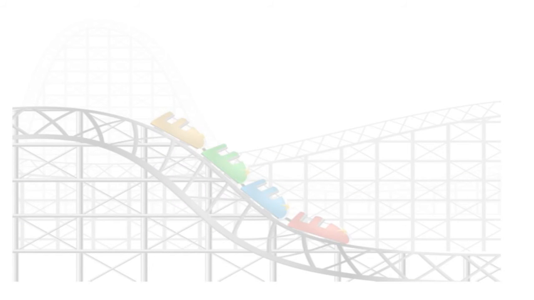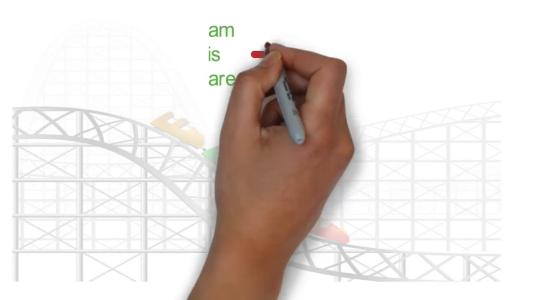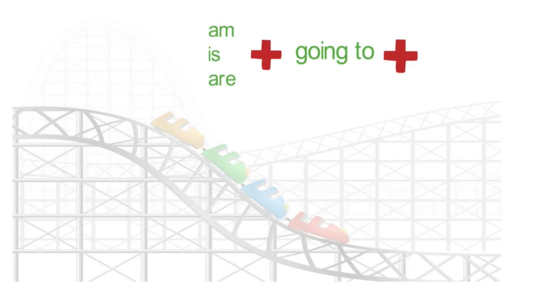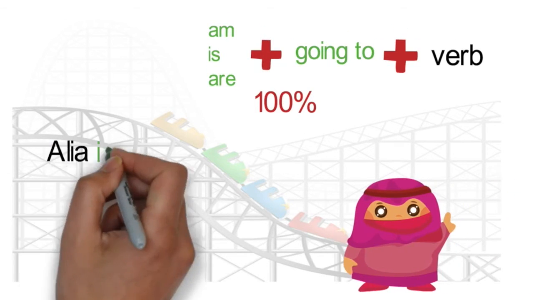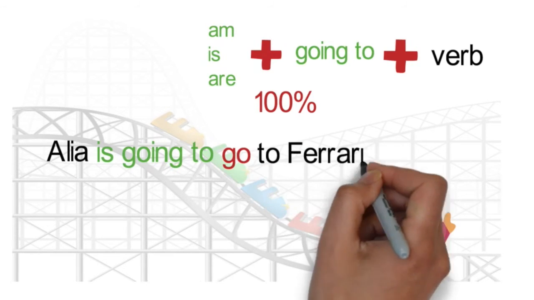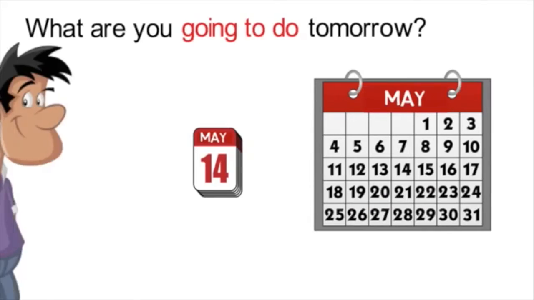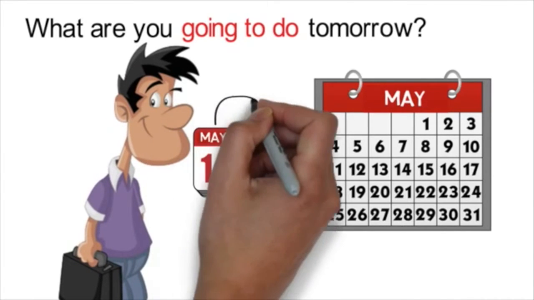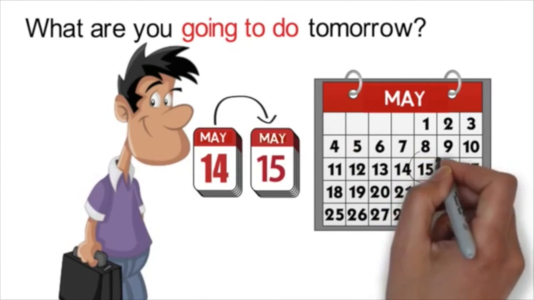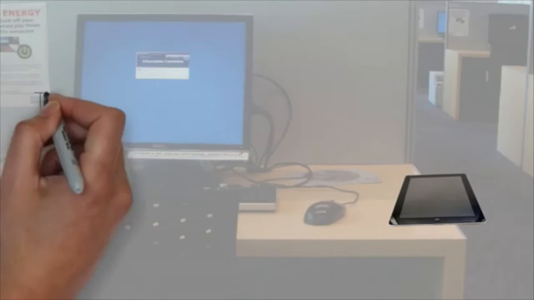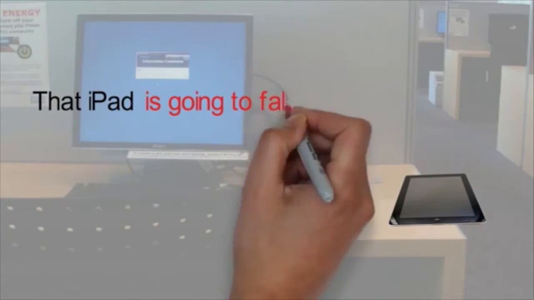We use am, is, are plus going to plus a verb when we have made a plan for something. We also use it when we are 100% certain that something will happen. Alia is going to go to Ferrari World. What are you going to do tomorrow? That iPad is going to fall off the desk. 100% certain.